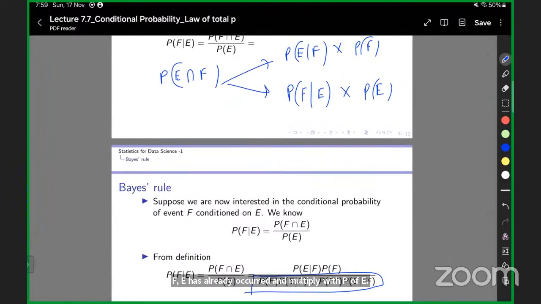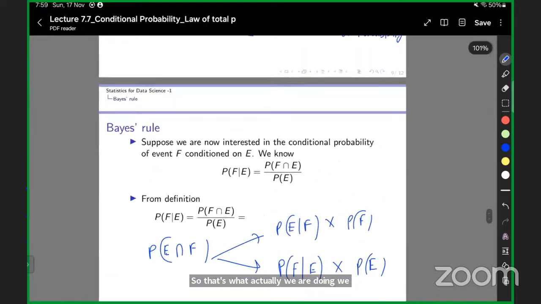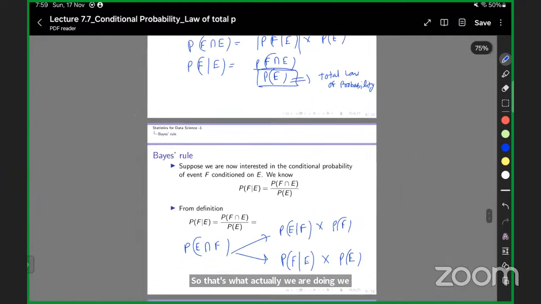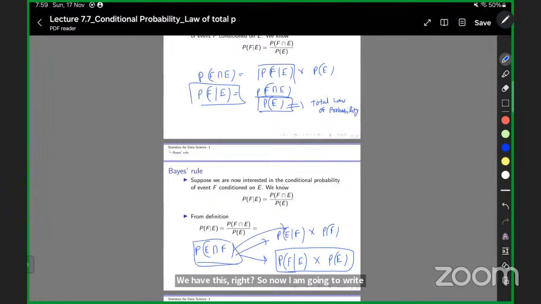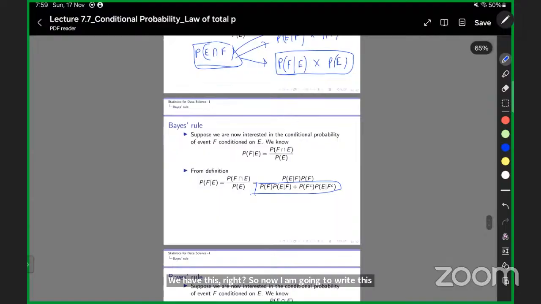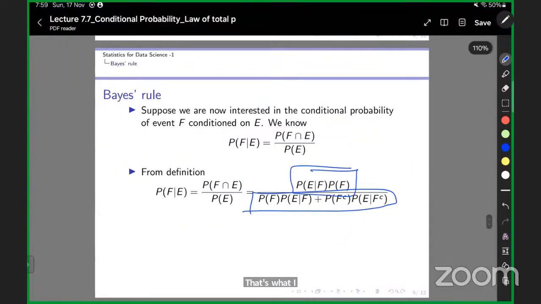So that's what we are doing. We started with this one, right? At left, maybe you can see, and we have this, right? So now I am going to write this as this one, right? You can see the same thing, let's say.